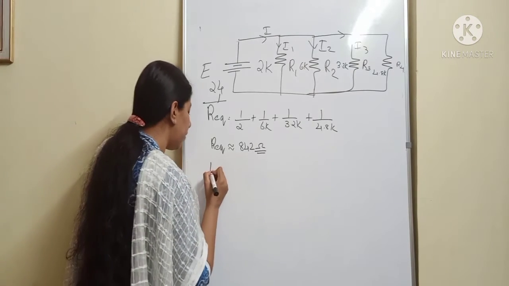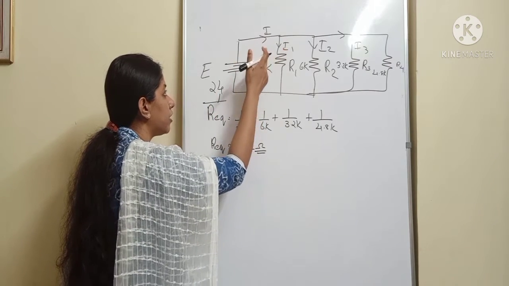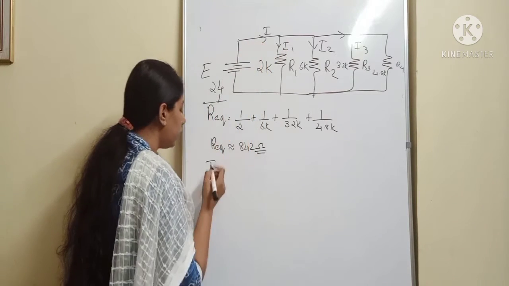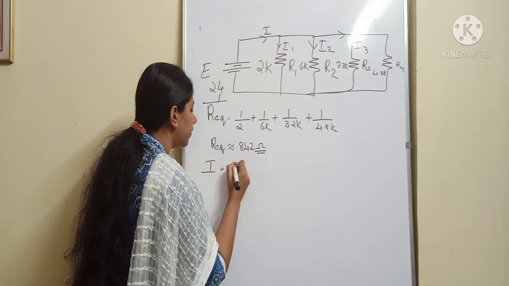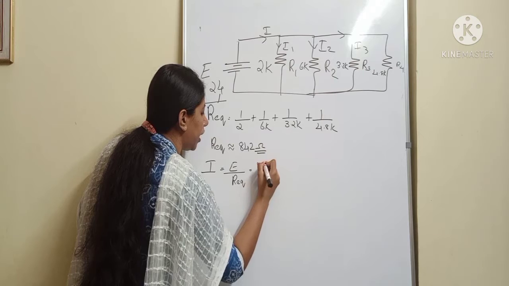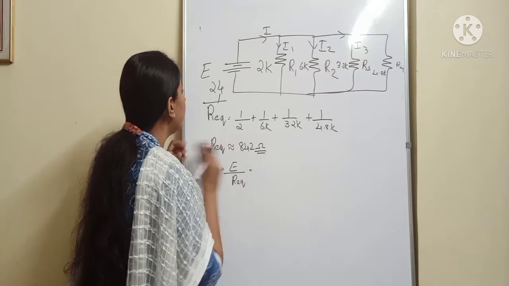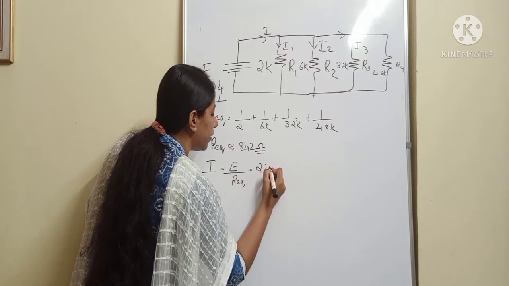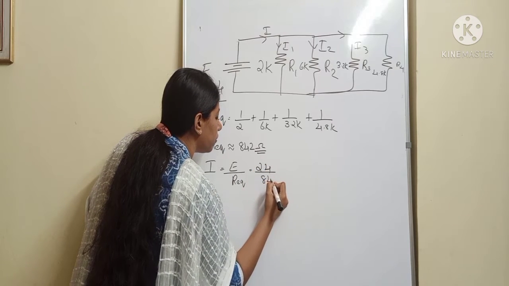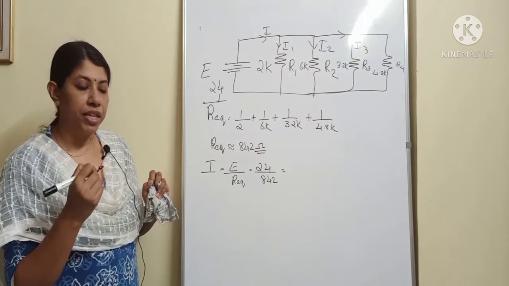Now to calculate the value of the branch current, we need the value of I also. So I is equal to E divided by R equivalent, and it will be what? Not 842 divided by, it is 24 divided by 842, and this will be approximately equal to 28.5 milliampere.